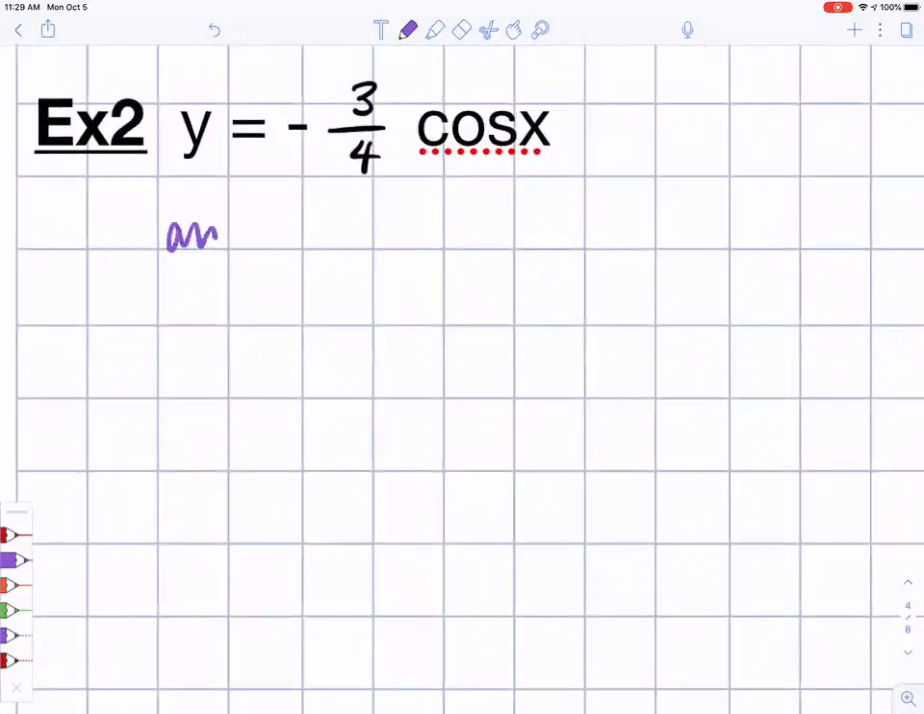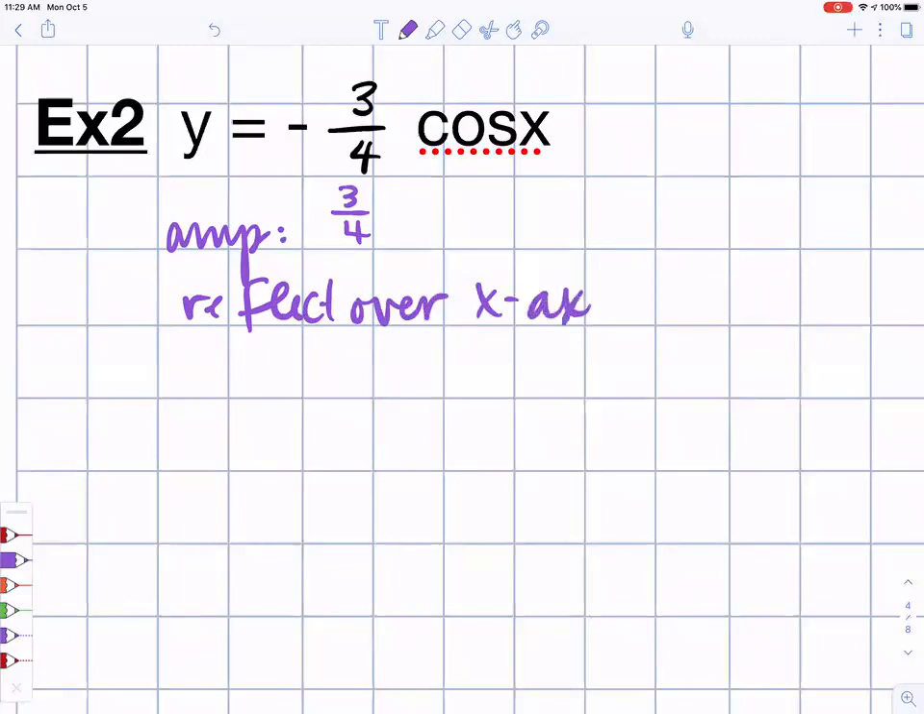What's my amplitude? Say it again. Why just 3/4? Yeah, the formula says it's the absolute value of A. Oh, wait a second. So then does that negative, do I just get to ignore it? It's totally not important to me? No. What does a negative out front make you do? Think about Math 110. Yeah, we've reflected over the x-axis. So I'm going to put there that I have an amplitude of 3/4, but I also have a reflect over the x-axis. So there's 2 things going on here.